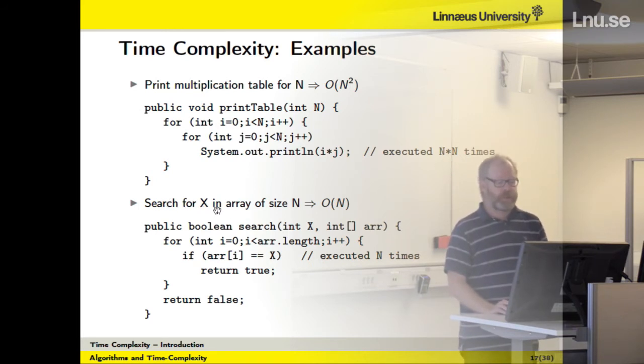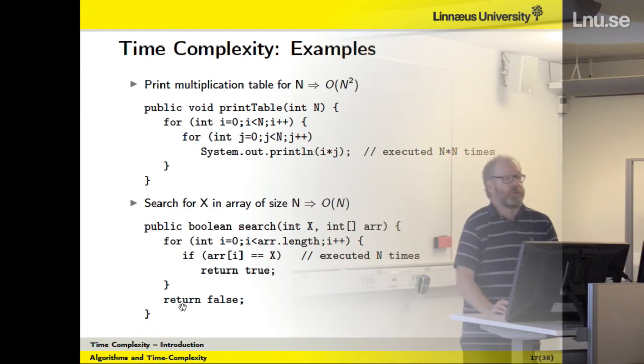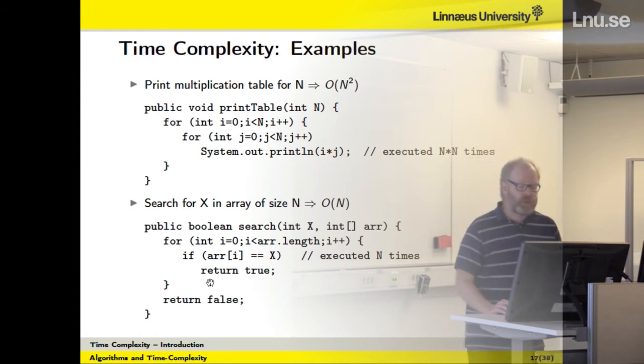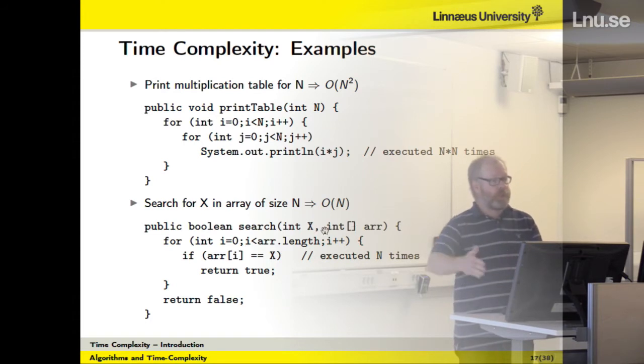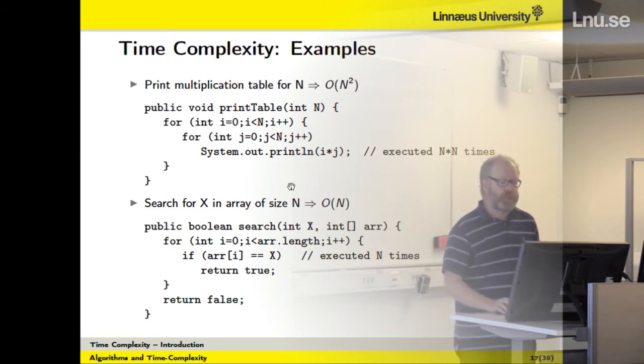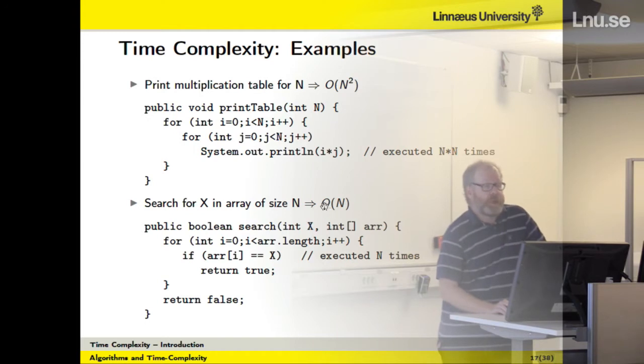Search x in an array of size n. We have a very simple search method here. We are searching for this value inside this array. We are iterating over the array, and if we find it, we return true, and if we are not finding it, we return false in this case. The time it will take is proportional to the length of this array. We go through all the elements. So this one is big O of n. Does it make sense?